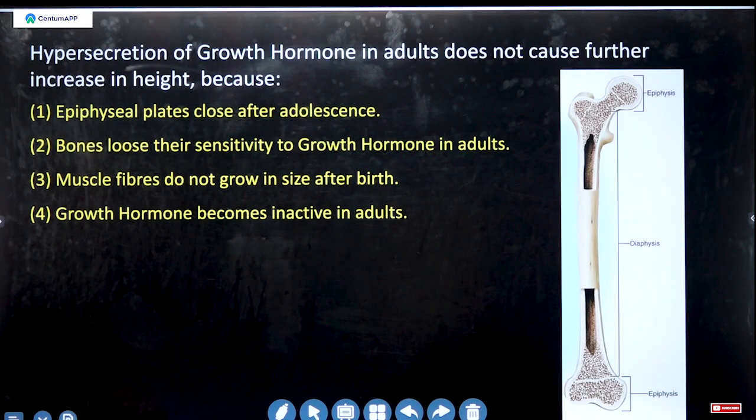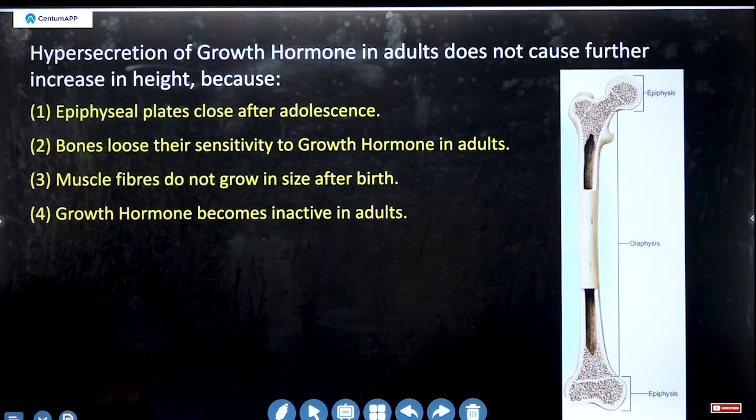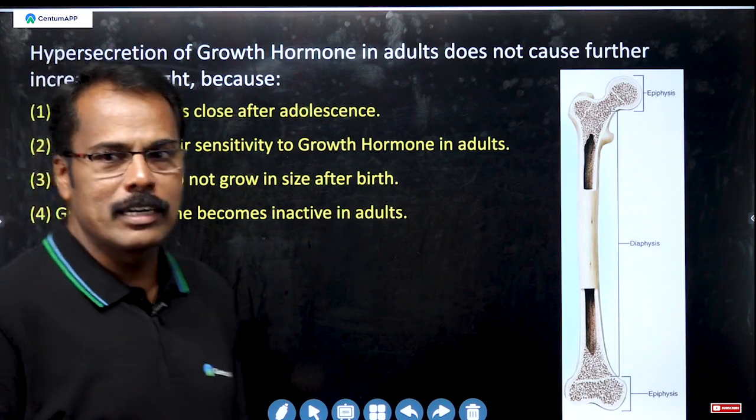C. Hypersecretion of growth hormone in adults does not cause further increase in height because options are like this. The first option is epiphyseal plates close after adolescence. Option number 2, bones lose their sensitivity to growth hormone in adults. Option number 3, muscle fibers do not grow in size after birth. Option 4, growth hormone becomes inactive in adults.